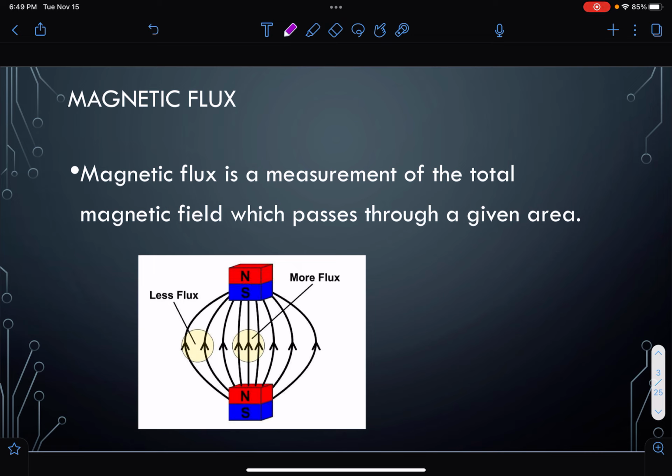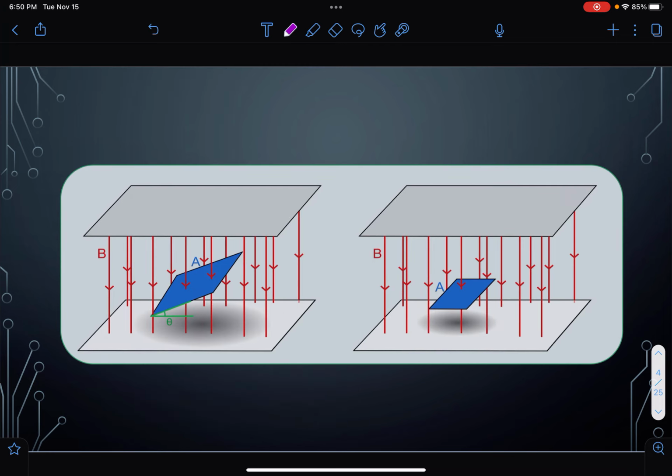So our magnetic flux is very similar to electric flux, except we're using our magnetic field versus our electric field. Magnetic flux is a measure of the total magnetic field which passes through a given area. The difference is that we don't have an isolated north or an isolated south. We always have a north to a south pole. We're always going to have those two in combination.